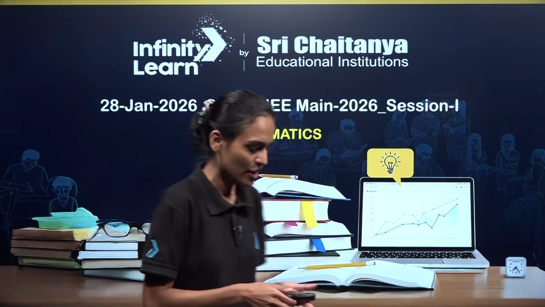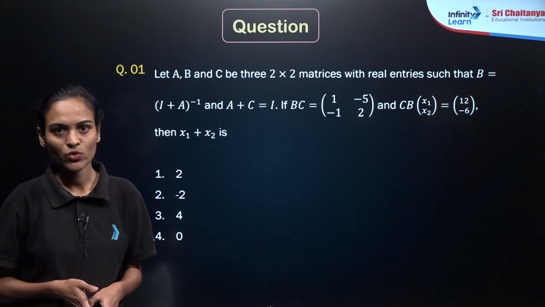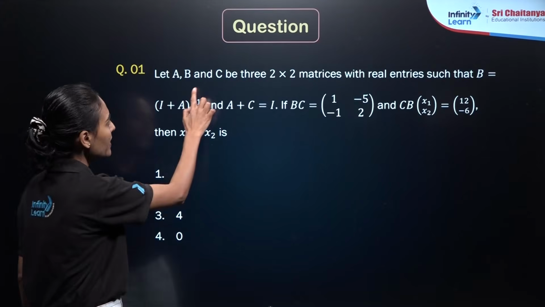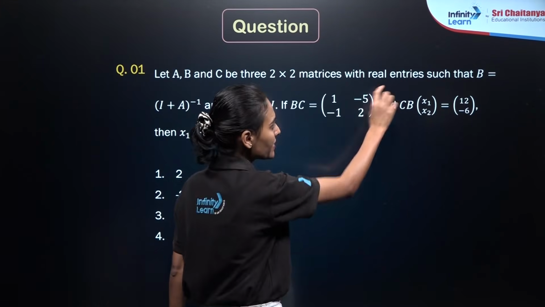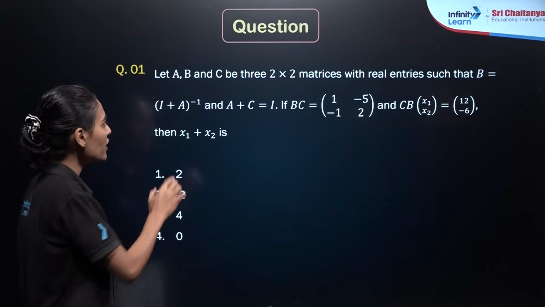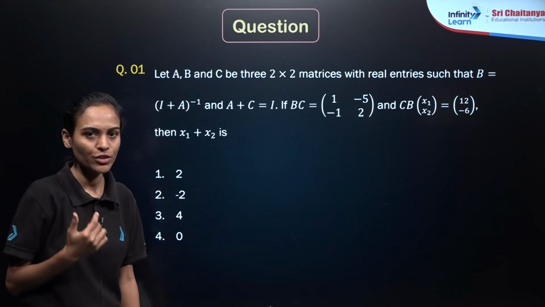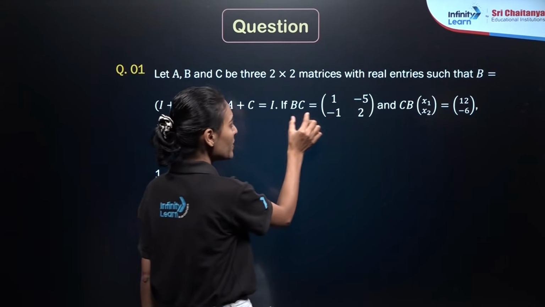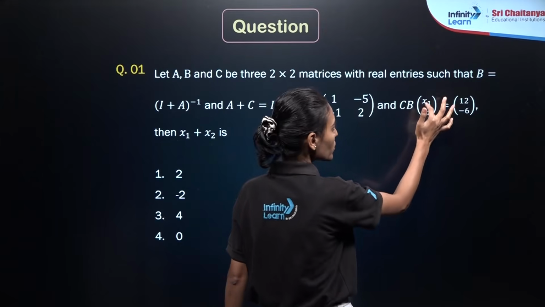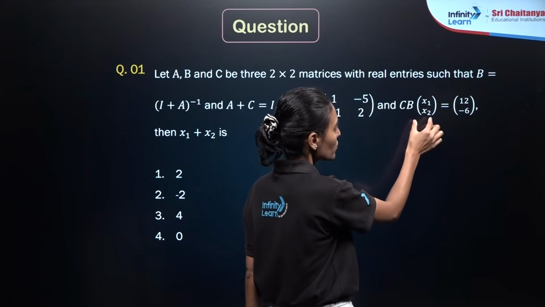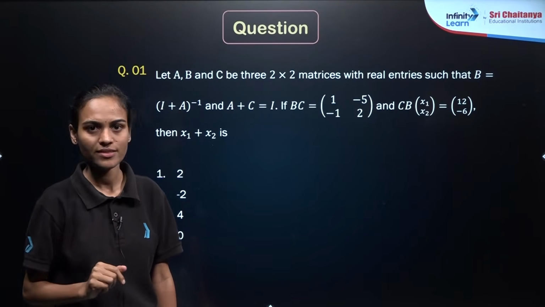Let's start. So let us take now first question. So it is a matrix question. So here they have given A, B, C. These are three 2 cross 2 matrices such that entries are real entries and B equal to (I plus A) whole inverse. At the same time A plus C is identity matrix of order 2. Then if BC equals this matrix of order 2, then you need to find x1 plus x2 where x1 x2 is a column matrix and CB into x1 x2 is 12 minus 6 column matrix.